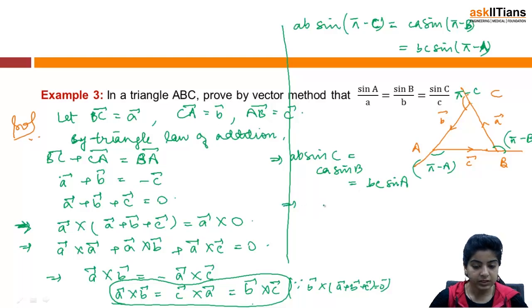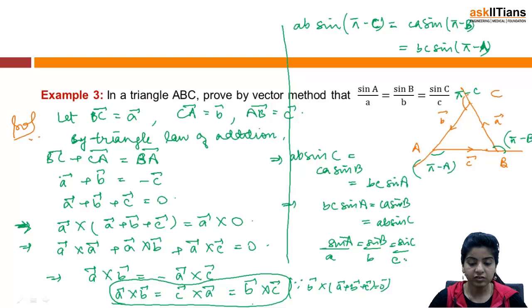So BC sine A is equal to, I can write CA sine B is equal to AB sine C. Now just divide all the terms by ABC, so that I get sine A by A is sine B by B is sine C by C, and this is what we were required to find out in triangle ABC. Prove that sine A by A is sine B by B is sine C by C. So it was quite simple. You were required to prove this.